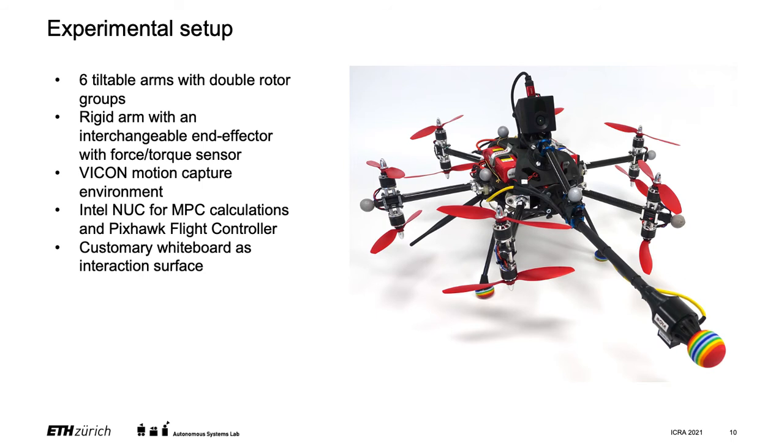For state estimation, we use a Vicon motion capture system in combination with an onboard IMU. The NPC calculations are performed by an onboard Intel NUC, and the commands are forwarded to the actuators through a Pixhawk flight controller. We've used a customary whiteboard as an interaction surface. We did experiments with 2 different end effectors, one being a rubber ball providing high friction, and the other one being a whiteboard marker with low friction.